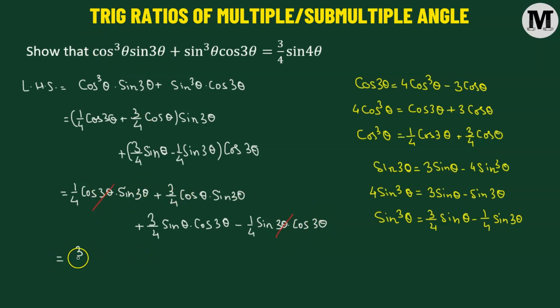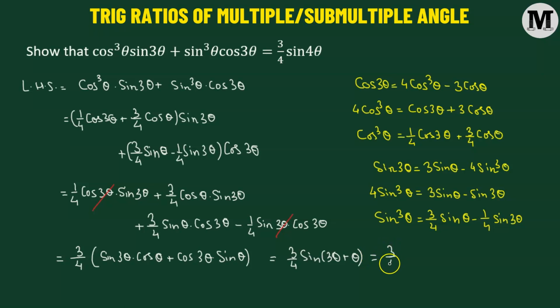So here we can take 3 over 4 as the common factor. So 3 over 4 gets multiplied to sine 3 theta times cosine theta added to cosine of 3 theta times sine theta. Now this is a standard formula that will be equals to 3 over 4 times sine of angle 3 theta plus theta. So 3 theta plus theta, that's 4 theta. So we get 3 over 4 times sine of the angle 4 theta, which is the expression on the right hand side. Thus, we have successfully showed that the left hand side of the expression equals the right hand side. Hence proved.